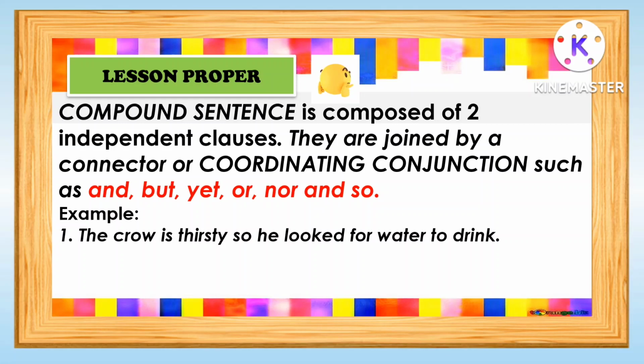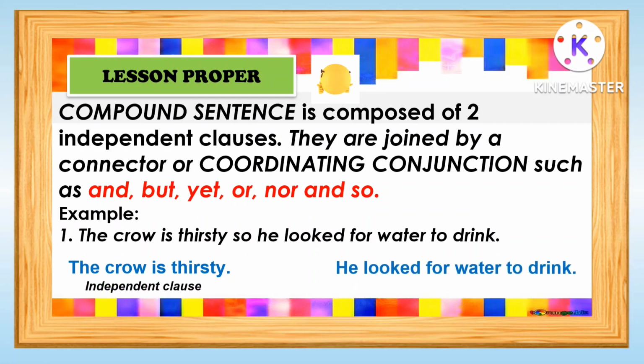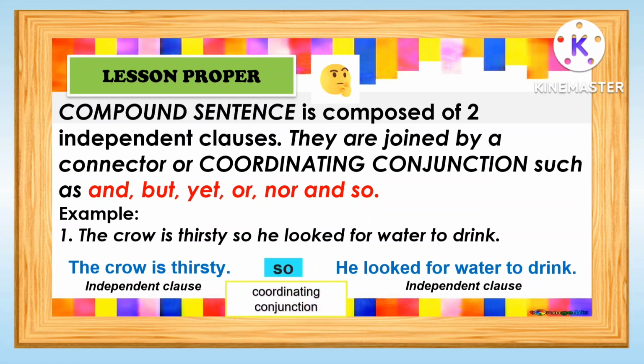Now in our example, number 1, the crow is thirsty, so he looked for water to drink. Now the first independent clause in this sentence is the crow is thirsty. Okay? And the second independent clause that we have is he looked for water to drink. And the coordinating conjunction is so. This coordinating conjunction connects the first independent clause and our second independent clause.